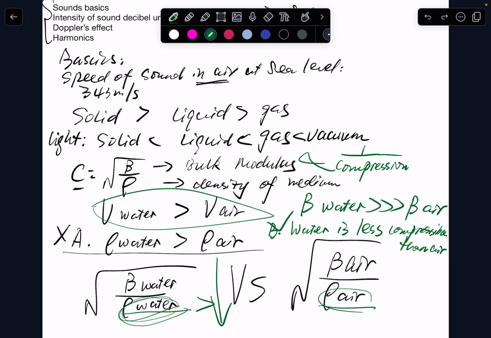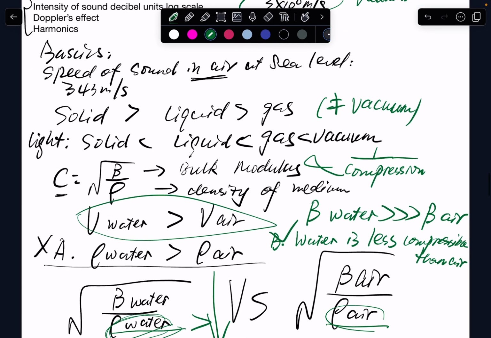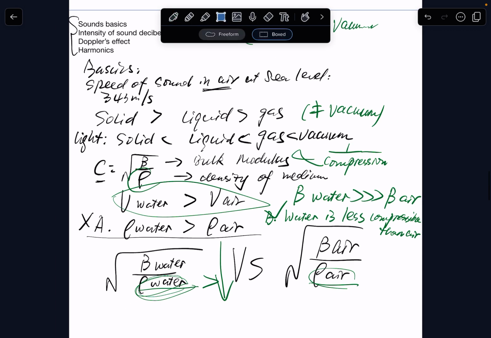to give the sound some speed, then we know that sound really doesn't travel in a vacuum, right? Not like light. The equation doesn't involve the density, at least not in the denominator, so light can travel in a vacuum. And this 3 times 10 to the 8th is really the speed in vacuum, but we can round it to the speed of light in air as well. But sound really doesn't travel in a vacuum at all, since there's no density in a vacuum. Okay, so that's the basics you want to know.